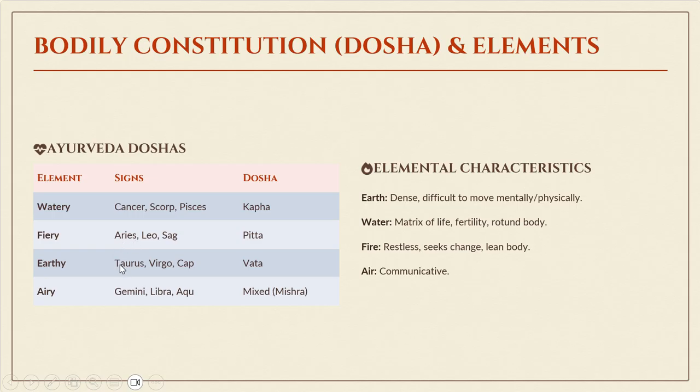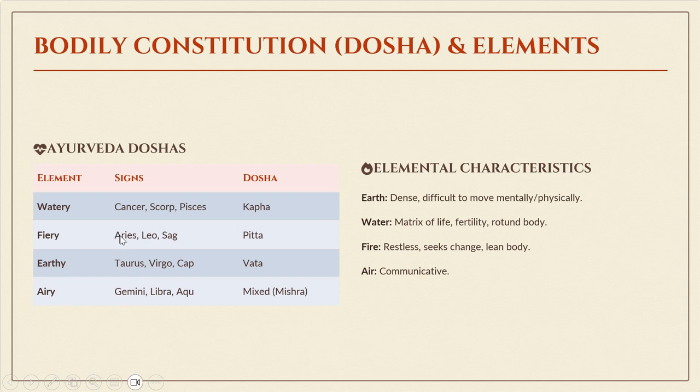Second is Taurus, third is Gemini, then fourth Cancer, then fifth Leo, sixth Virgo, seventh Libra, then eighth Scorpio, then 9, 10, 11, 12. So you can easily follow the sequence. Just remember A, P, V, J.